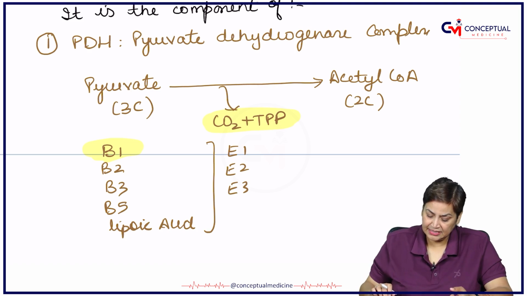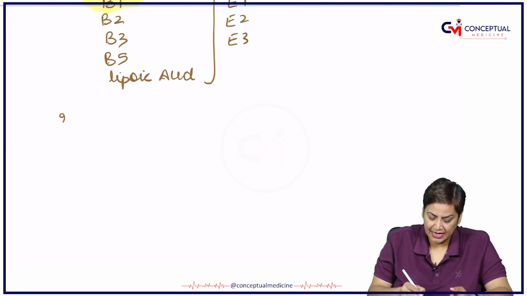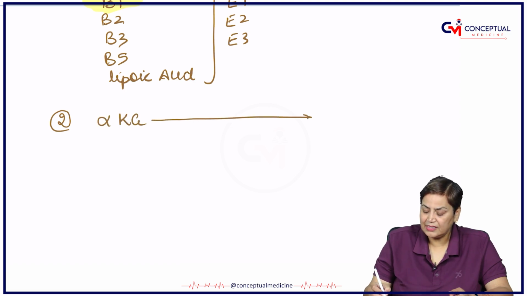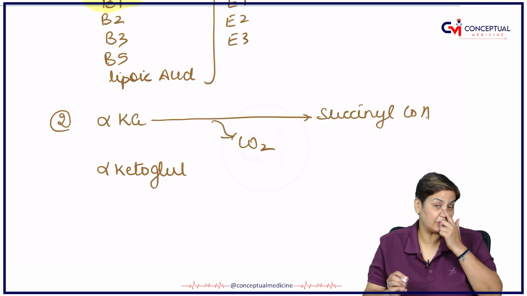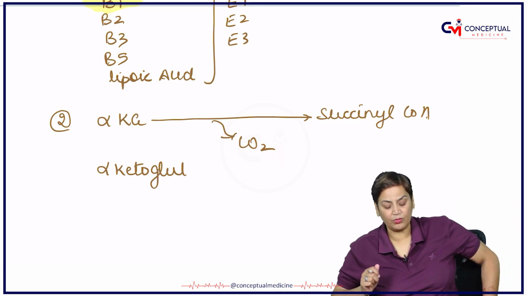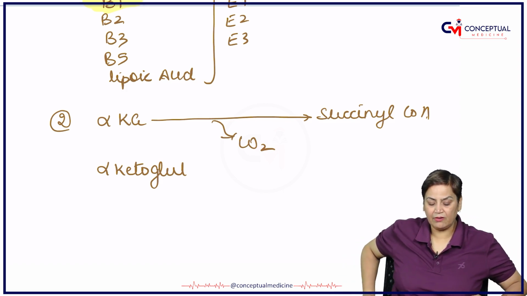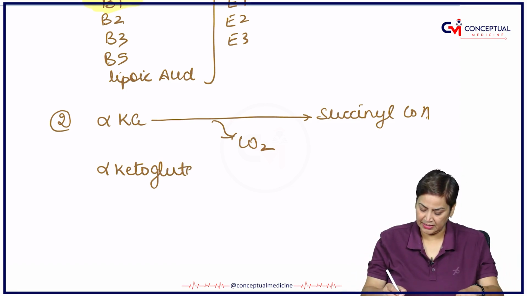Then the second important reaction catalyzed by TPP is the conversion of alpha-ketoglutarate to succinyl coenzyme A. Again here one molecule of carbon dioxide is given out, and the name of the enzyme is alpha-ketoglutarate dehydrogenase. Both are examples of multi-enzyme complexes, whether we talk about PDH or alpha-ketoglutarate dehydrogenase.